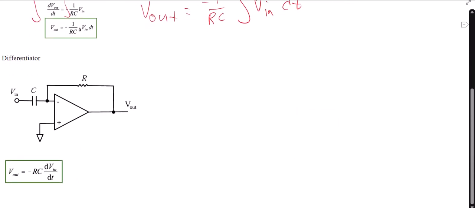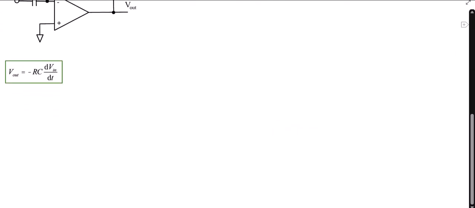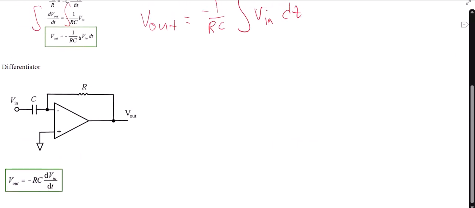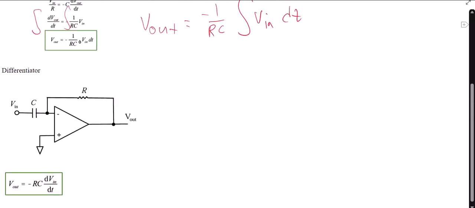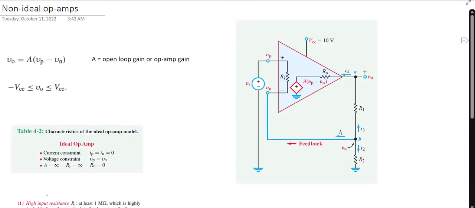And then there's the differentiator as well. And you'll be dealing with RC circuits in this chapter, so you'll learn more about those. Probably not too many with op amps in them. Okay, so again, those are mostly just for you to recognize.